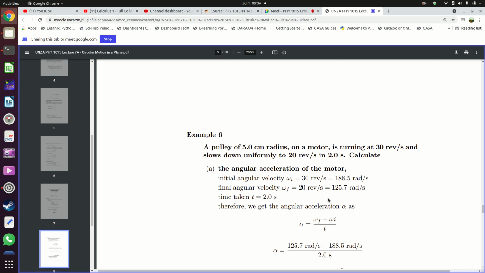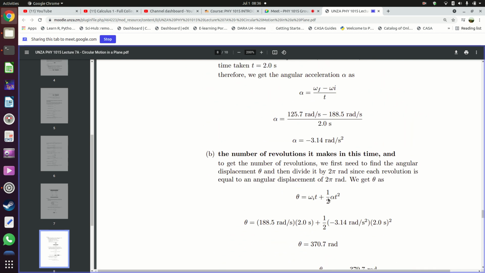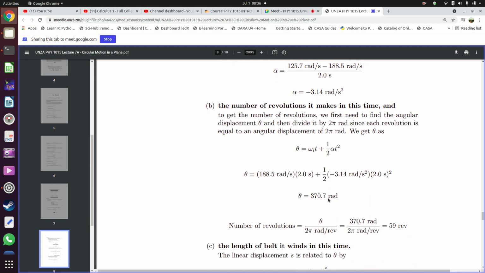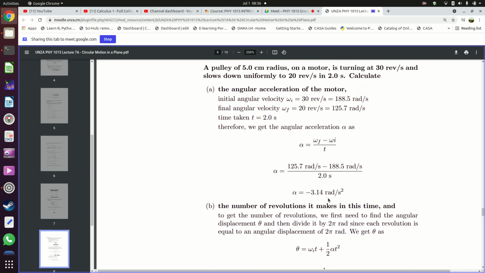here, a pulley of 5 centimeter radius on a motor is turning at 30 revolutions per second and slows down uniformly to 20 revolutions per second in 2 seconds. Calculate the angular acceleration of the motors. What else are we supposed to do? So the number of revolutions it makes in this time, then the length of the belt it winds in this time. So there are a couple of things we have to do here.